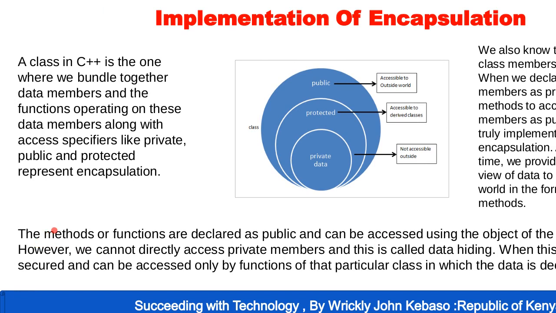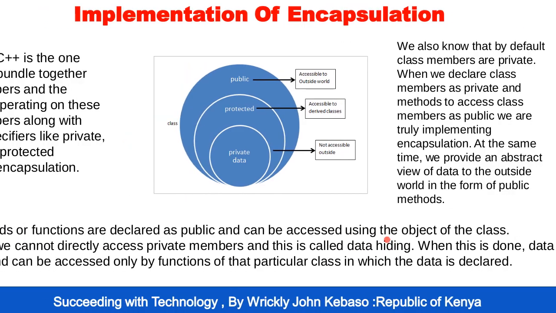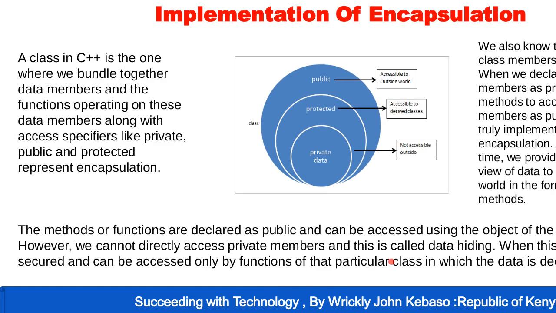explanation. It's actually meant to make you really understand what encapsulation is and how it gets related to what we call abstraction. The methods or functions are declared as public and can be accessed using the object of the class. This is a repetition of what we have said: in that program I was just showing you, the void add function has been declared in public. However, we cannot directly access private members. Very true. And this is called data hiding.